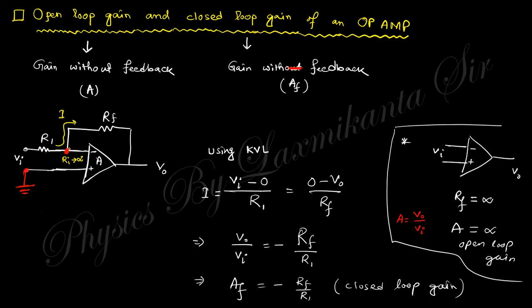So (Vi minus 0) by R1 equals (0 minus V0) by Rf. By calculation you will get this Af, that is the voltage gain, output by input, which will be minus Rf by R1. This is the closed loop gain. The open loop gain is nothing but V0 by Vi, when Rf tends to infinite, that is open, so A will be infinite. Okay, this is the open loop gain.